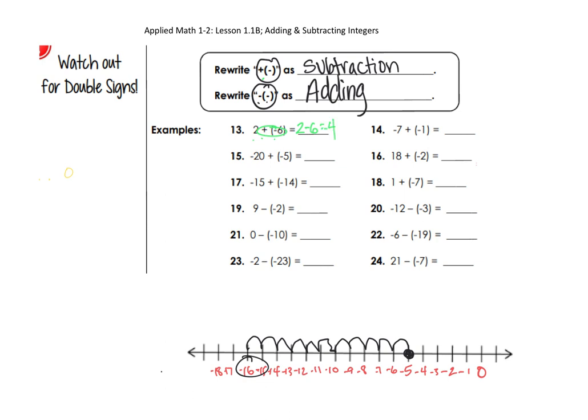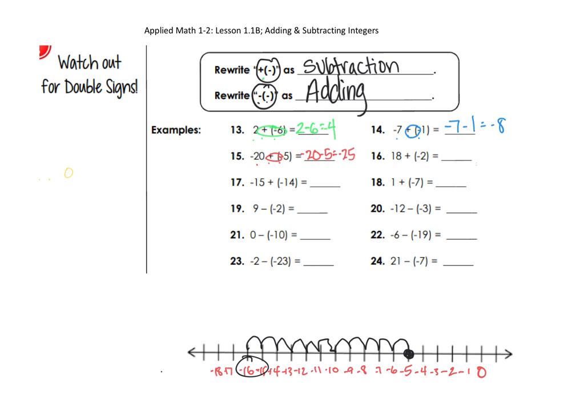Or you could keep using your number line if you want to practice, but calculators are always perfectly fine to use as well. On number 14, we have negative 7 plus negative 1. A plus and a minus together really need to subtract. Negative 7 minus 1 equals negative 8. Number 15, negative 20 plus negative 5. A plus and minus together again, so we have negative 20 minus 5, which is equal to negative 25.